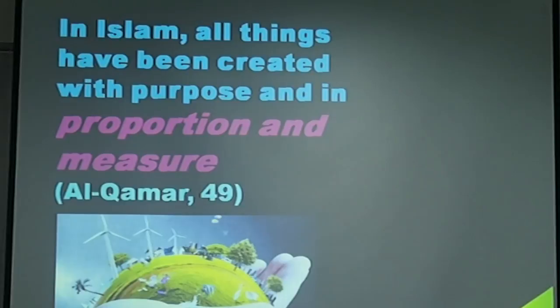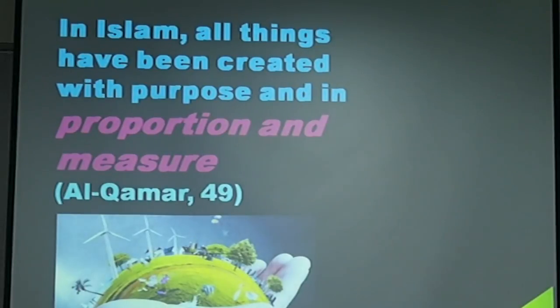That is revealed in Surah Al-Qamar, verse 49. It means everything, He is the best designer. The whole earth exists in proportion and measure. In another verse, Allah challenges us to find any lacking in His design in the world, not only the earth but the whole universe.